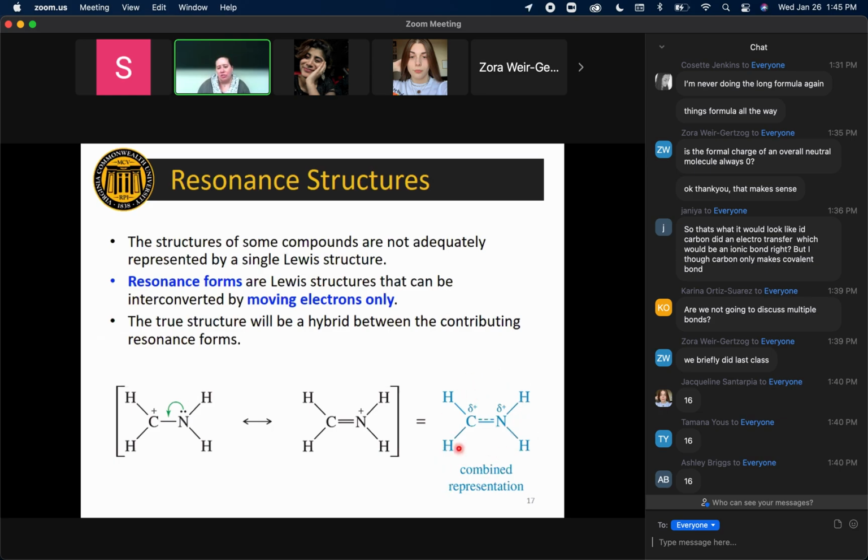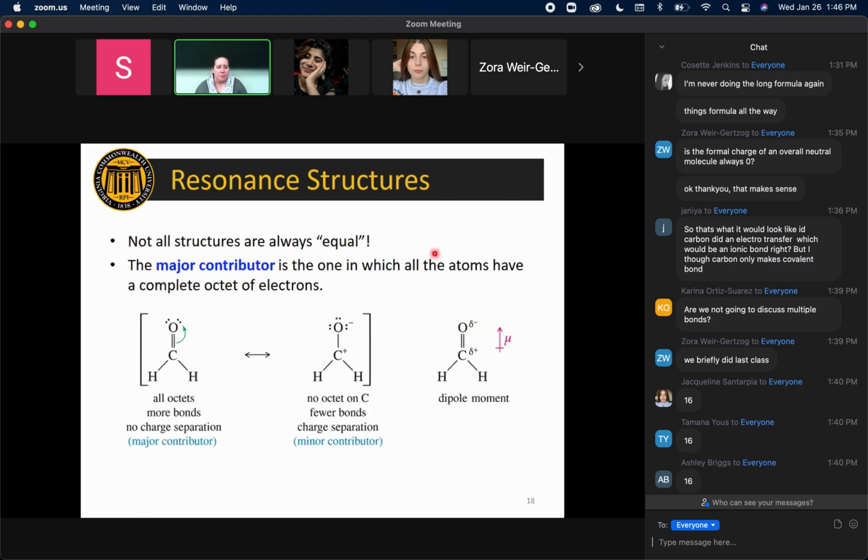I'm not going to ask you to draw these combined representations, but I might ask you to draw all of the valid Lewis structures for a particular molecule. And then I might ask you which one is the most important one. We're going to talk about that for the rest of class: which one is the most important one and how do you know? As I just alluded to, not every resonance structure for a compound is equal. Sometimes there's a Lewis structure that is more accurate for describing that compound than another. So the most important take-home message here is that the major contributor is going to be one where all of the atoms have a complete octet.